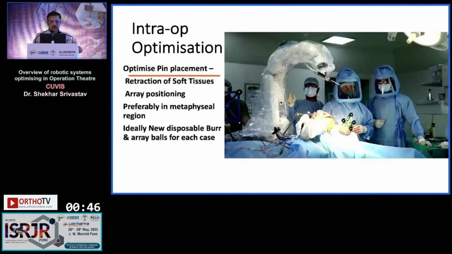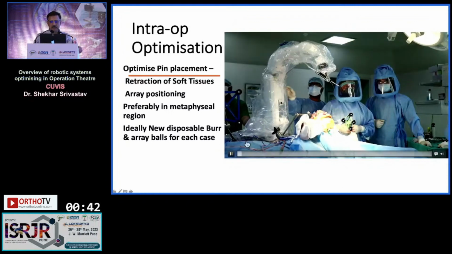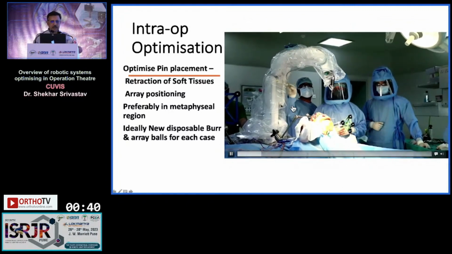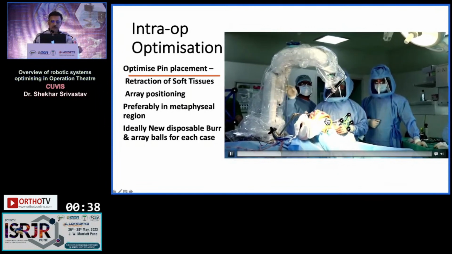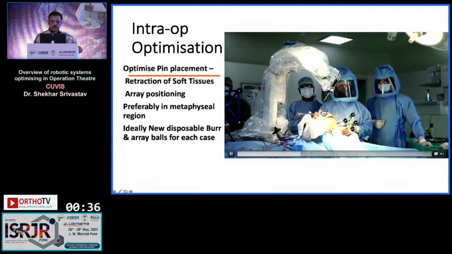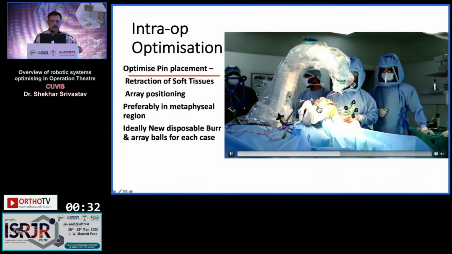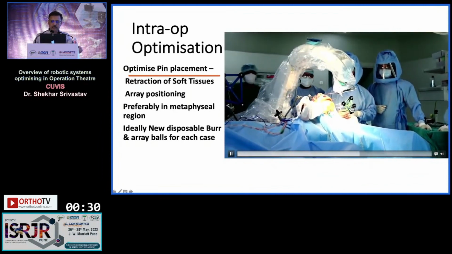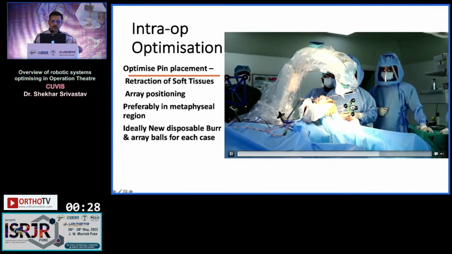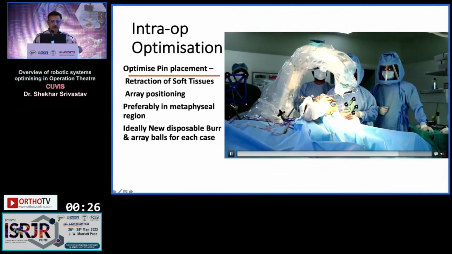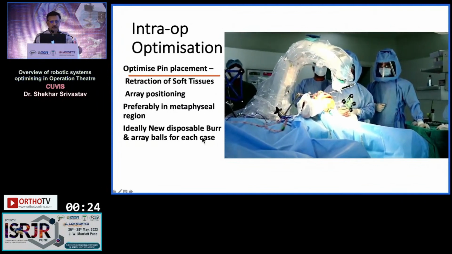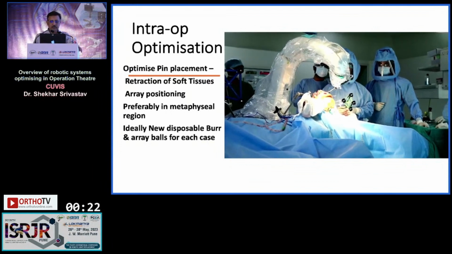So we talked about intra-op optimization. You have to optimize the pin placement. As it is a totally active system, you have to place the pins properly so that the soft tissue retraction is proper and they don't come in the way of the robotic arm. The tracker also has to be placed away from the robotic arm. And ideally, one should always use a disposable burr and array ball for better accuracy.